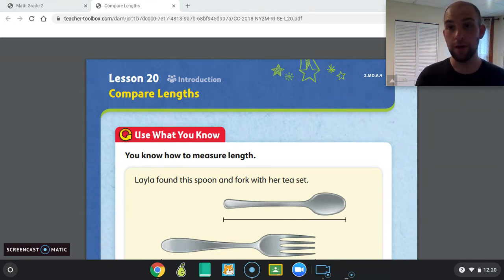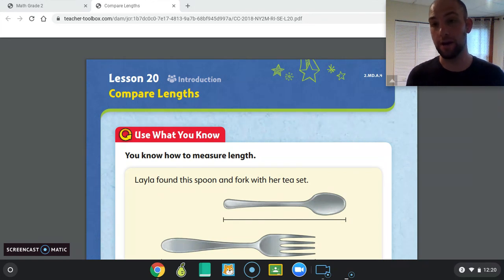Today, we're going to be continuing on our unit on length. And today, we're going to actually compare lengths. When we compare lengths is when we take two objects and we get the length of each one of them, and then we're going to find out how much longer one item is than another.